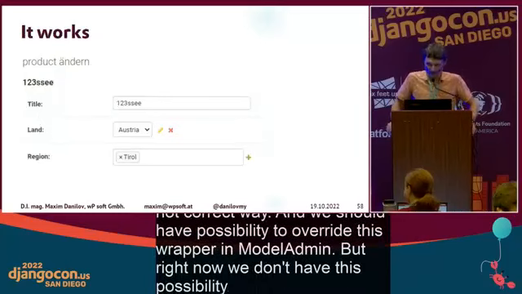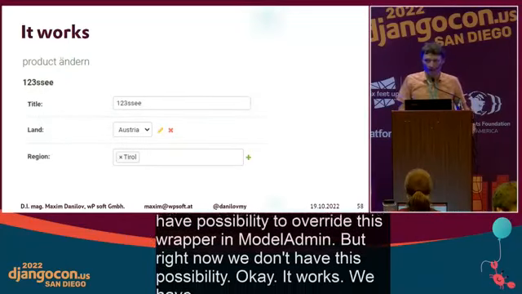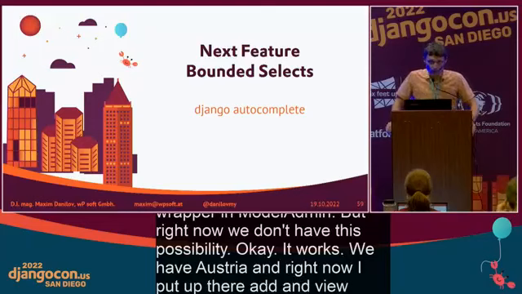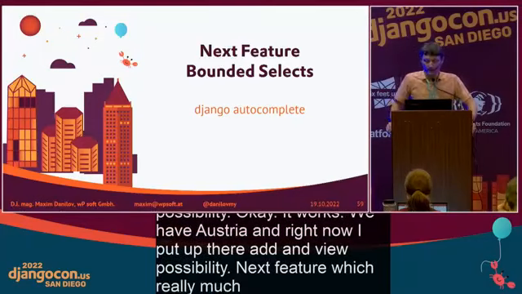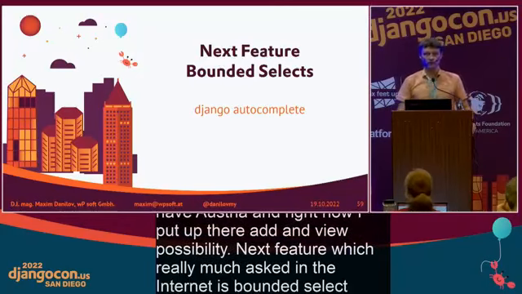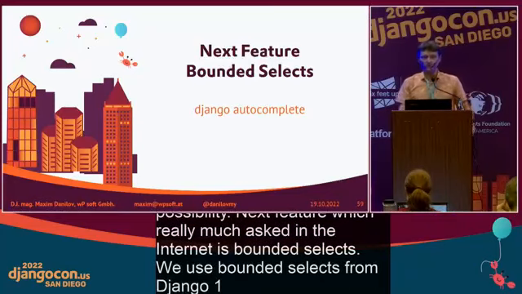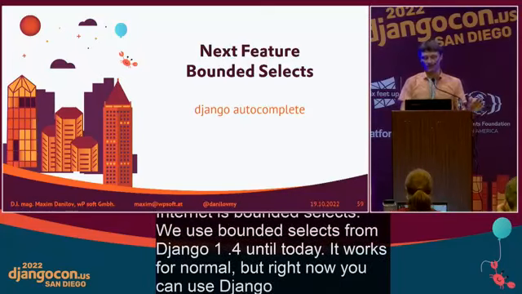Okay, it works. We have Austria, and right now I've turned off the add and view possibility. Next feature, which is really much asked about on the internet, is bounded select. We use bounded select from Django 1.4 till today. It works for normal select, but right now we can use Django autocomplete, and it's funny to work with that.